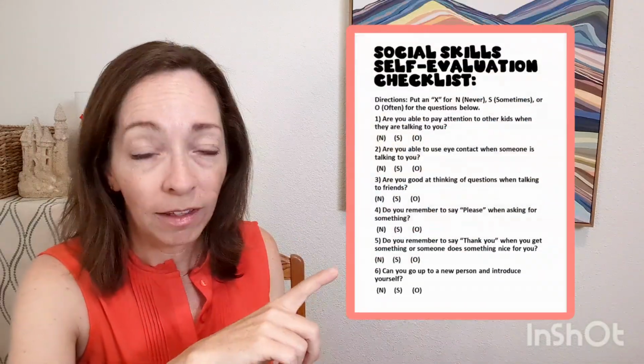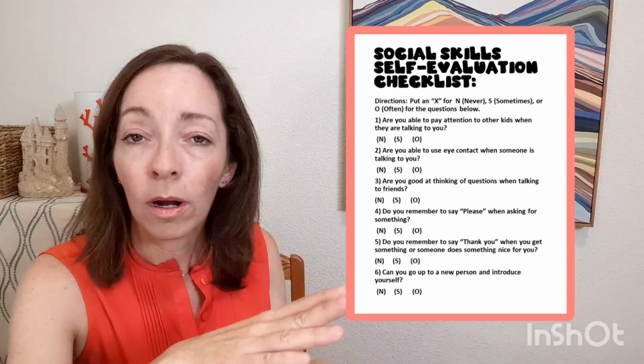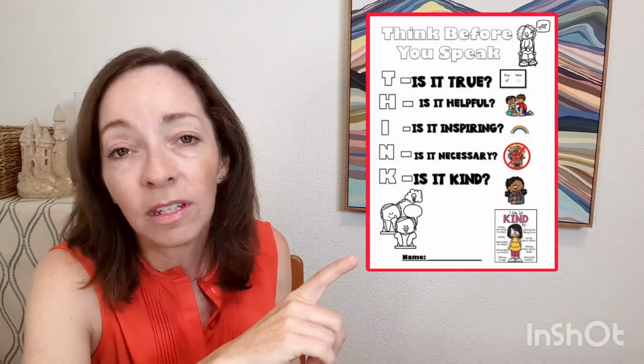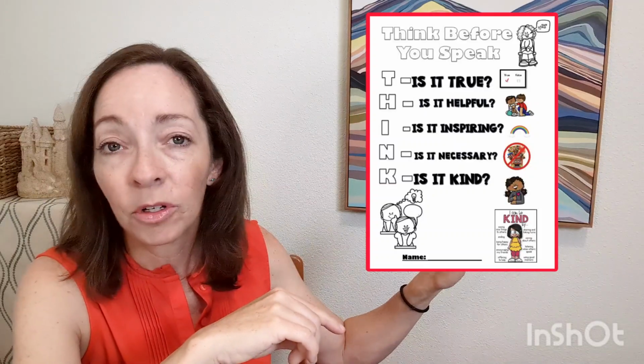There is a social skills self-evaluation checklist. This can be helpful for students to think about what social skills they have and which ones they might need to work on. Another activity is the think sheet, just an easy coloring activity, or it can be something that you just print out and put up in your classroom.